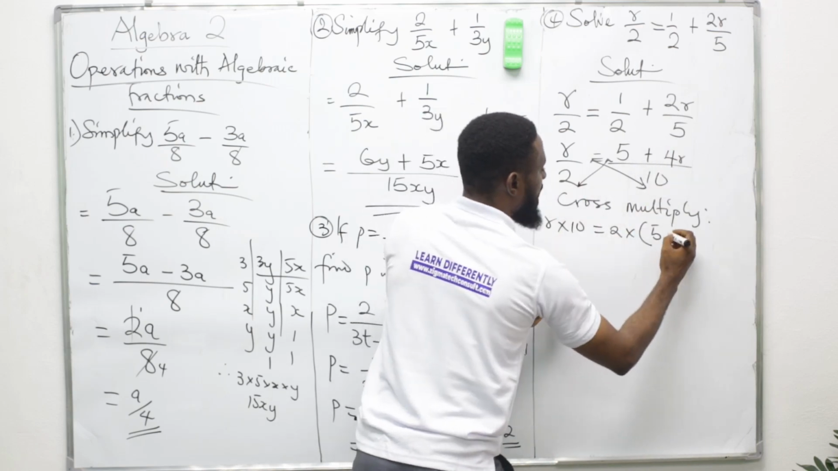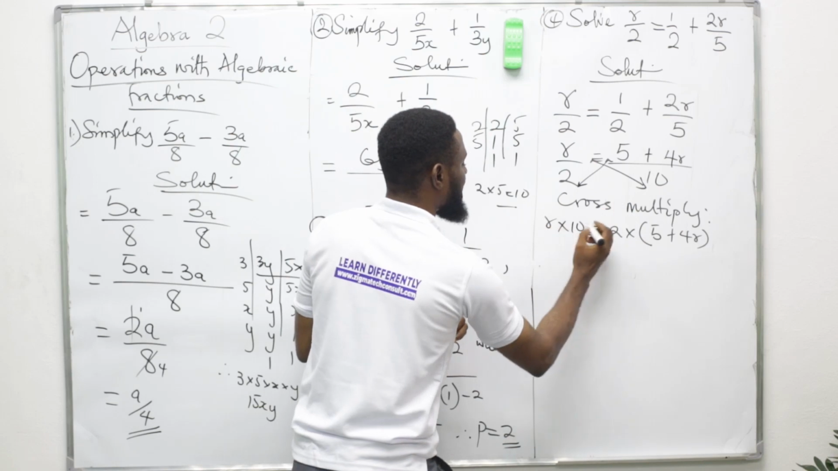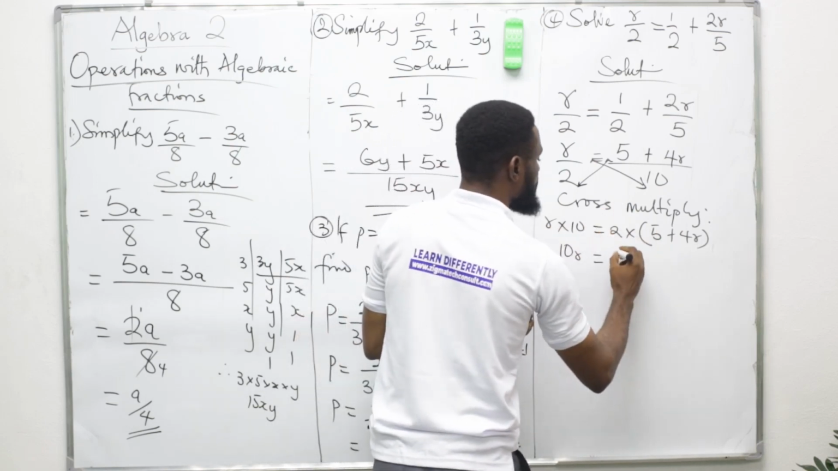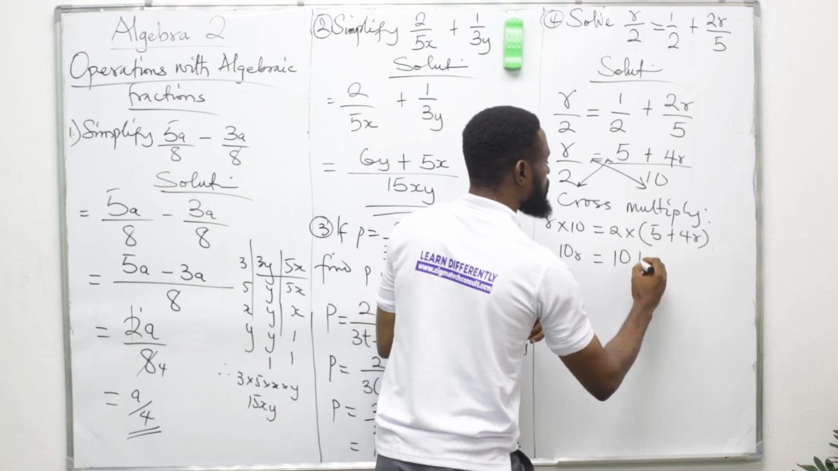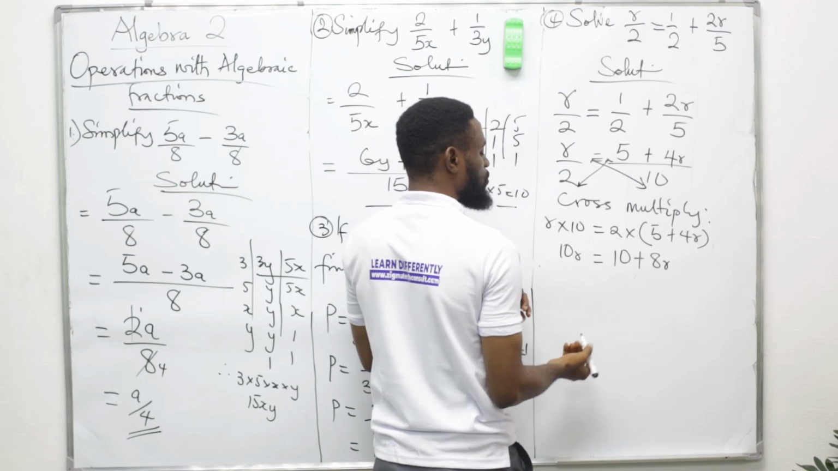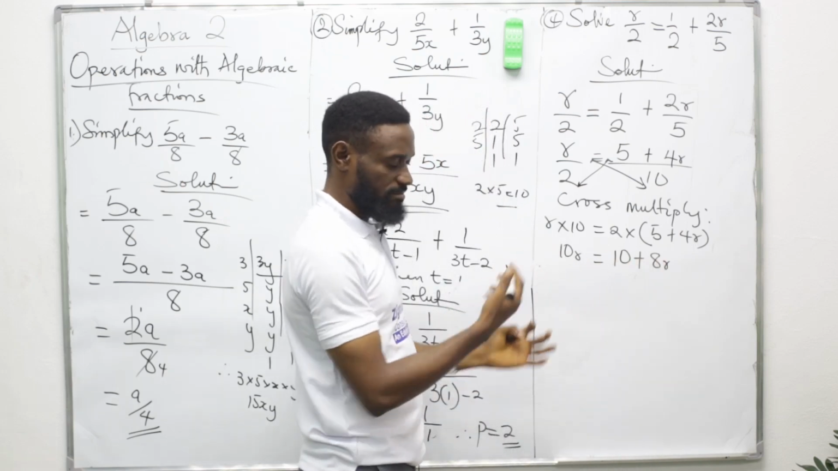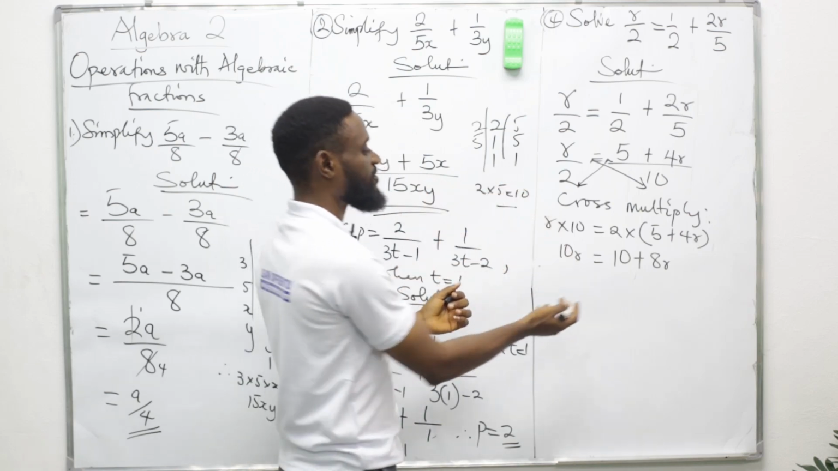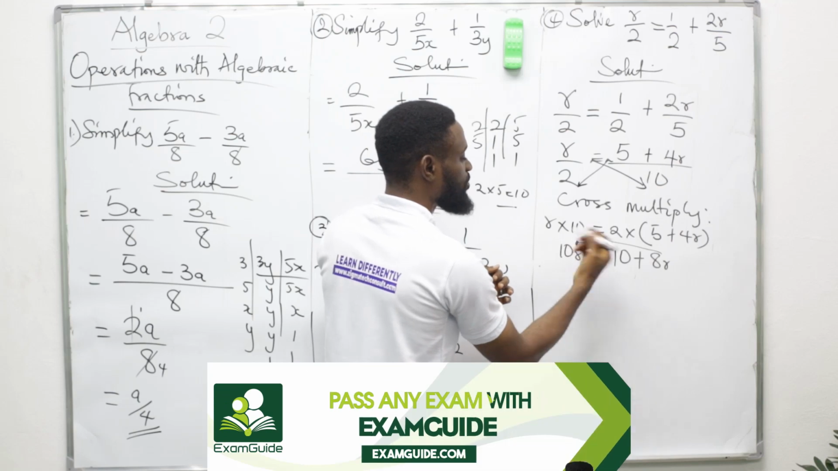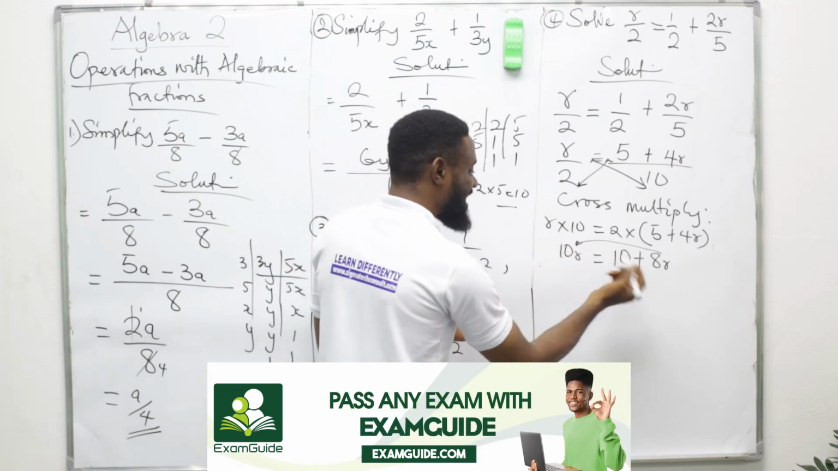plus 4R. You get that? So this will be 10 times R is 10R, equal to 2 times 5 is 10, plus 2 times 4R is 8R. At this point, we have terms that are alike, which should go to one side. We have 8R here, we have 10R here. So 8R should go and meet. The process is called collection of like terms. So we collect like terms.